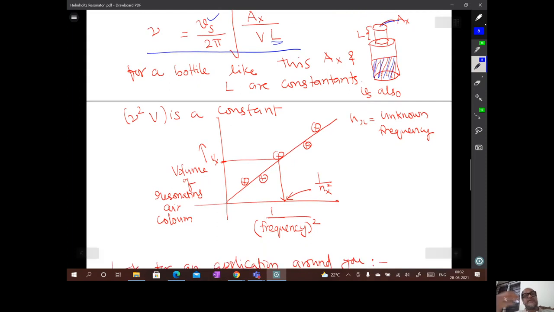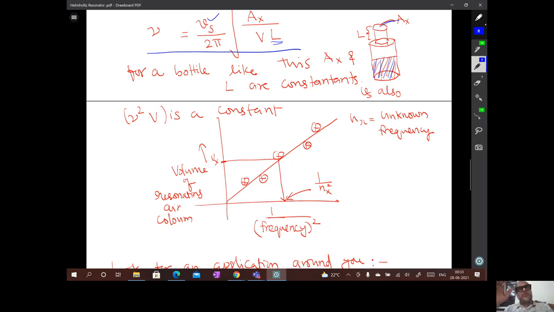Now, this is the derivation of that expression. First thing is you are going to verify this relation, whether nu square V is a constant. Second, assuming that this relation is true, you will find out the volume of the resonating air column corresponding to the unknown tuning fork. Then from that information, assuming that nu square V is a constant, you will find out its frequency. Okay, so this is how we are going to do it.